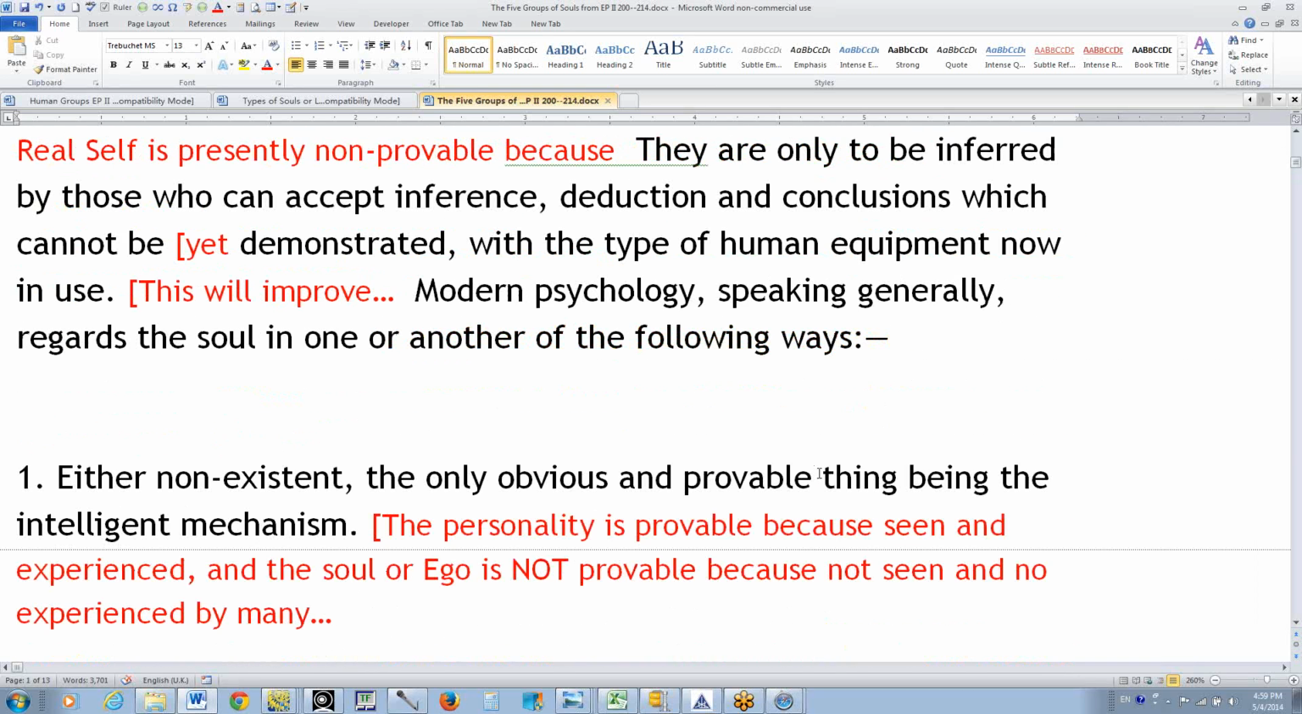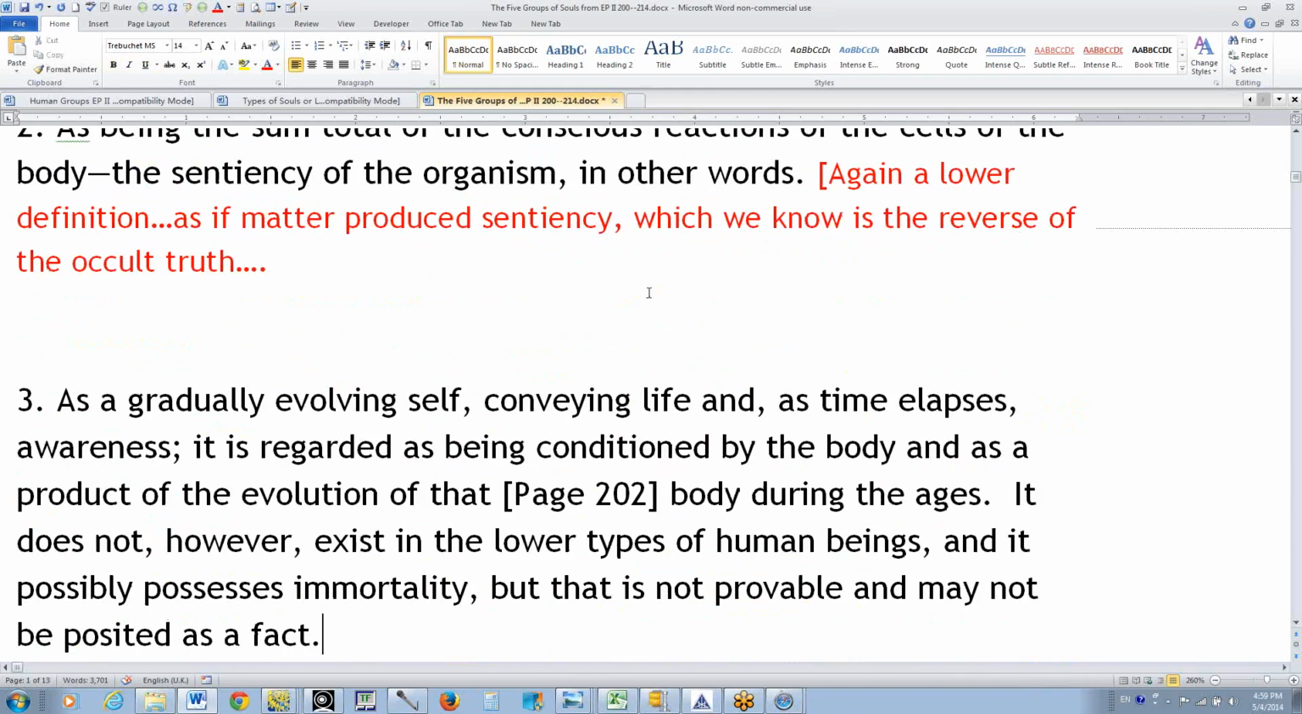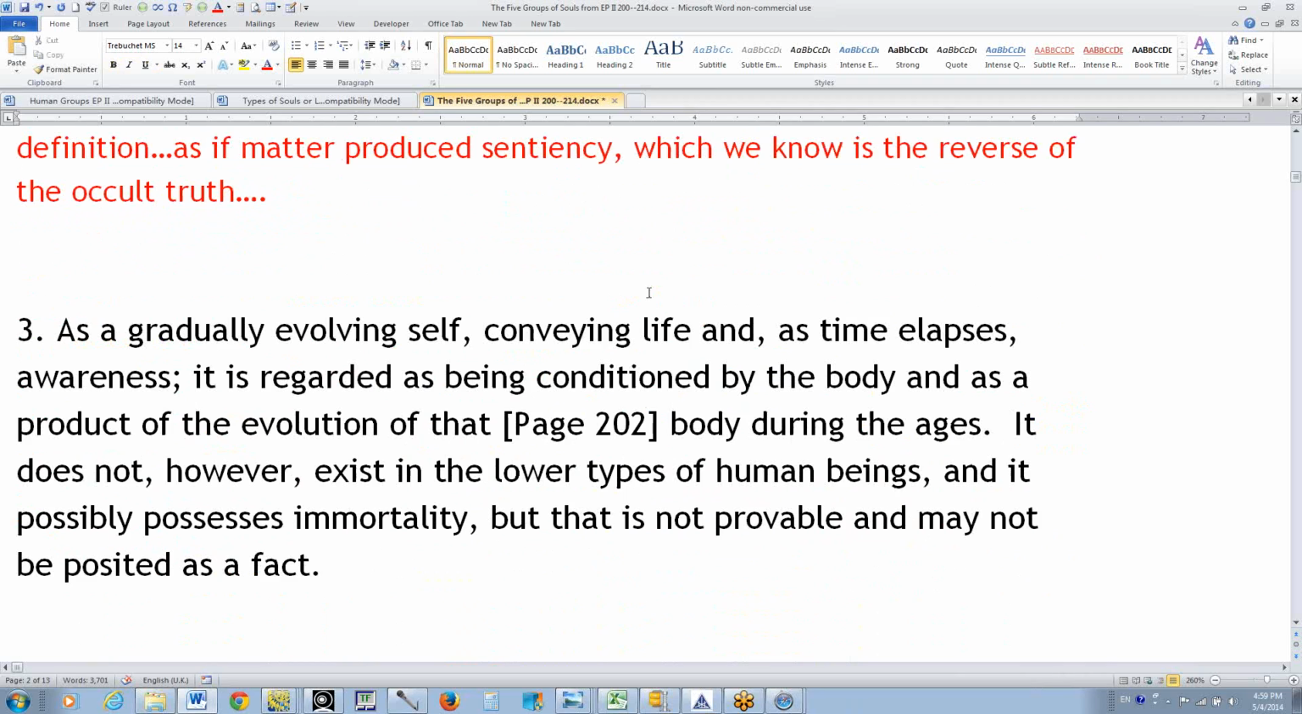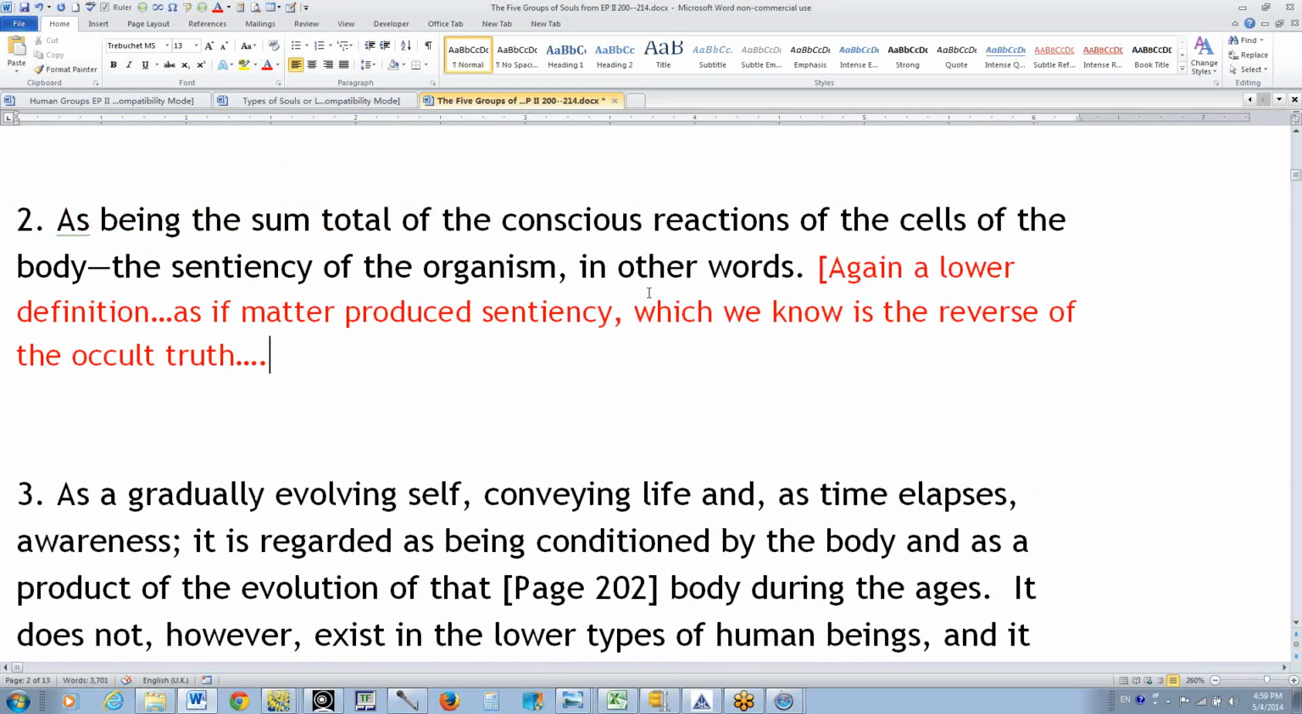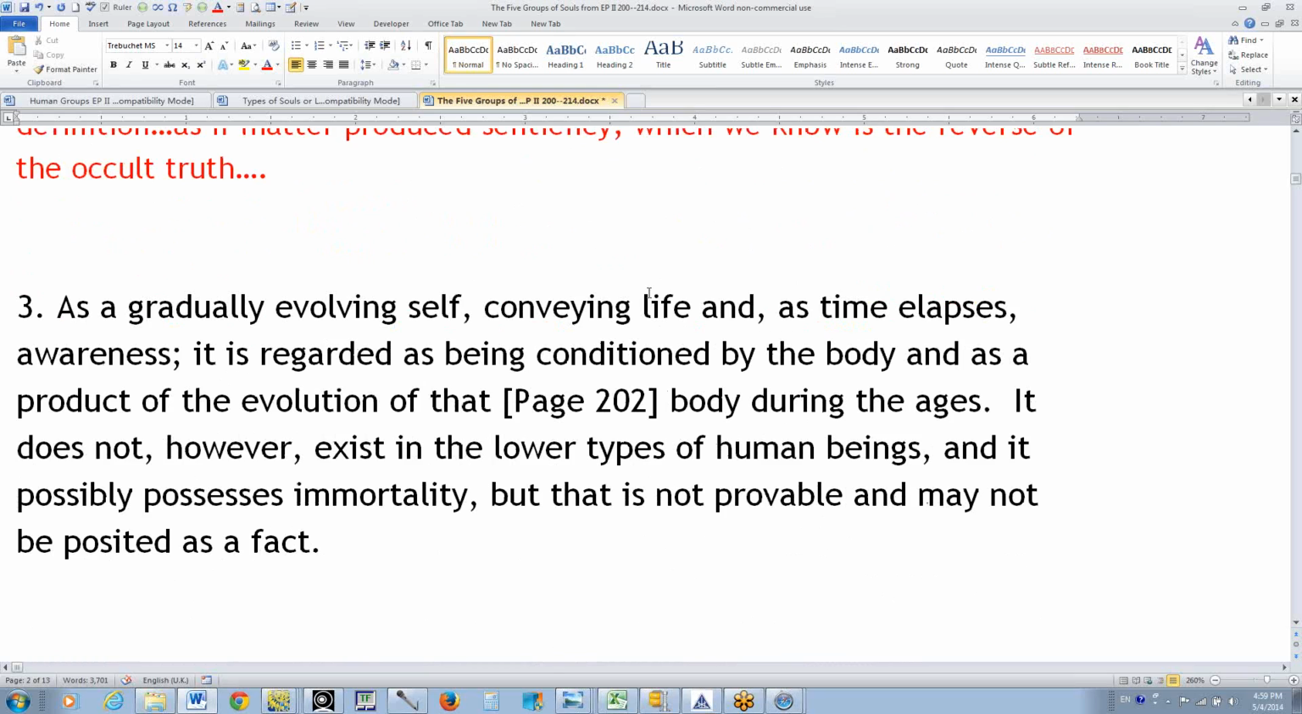Or also the soul, by modern psychology, well, there are, since this book was written, a number of developments in the field of psychology which come closer to considering the soul or transpersonal self as a gradually evolving self conveying life and, as time elapses, awareness. It is regarded as being conditioned by the body and as a product of the evolution of that body during the ages. It does not, however, exist in the lower types of human beings, and it possibly possesses immortality, but that is not provable and may not be posited as a fact. So this is a sort of an indeterminate position that modern psychology takes.